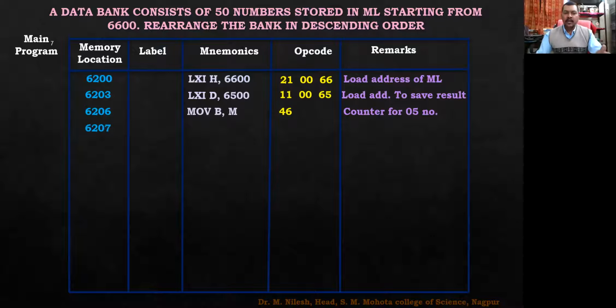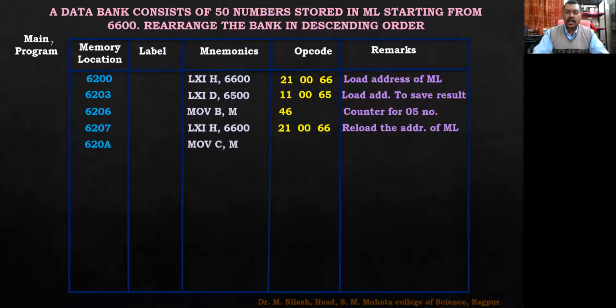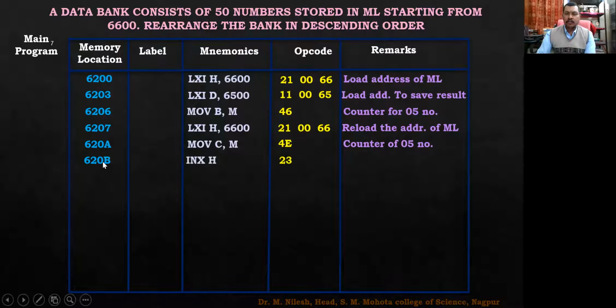Now from here, the program originally starts. So we are again loading it by LXI H 6600, 210066. Reload the address of the memory location. Now move M to C. Again, the counter is being copied in register C, and the opcode is 4E. Now we will start with the first number. So this is INX H. The first number is now available at this memory location, which is supposed to be 6601.